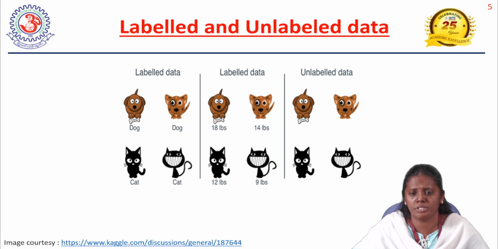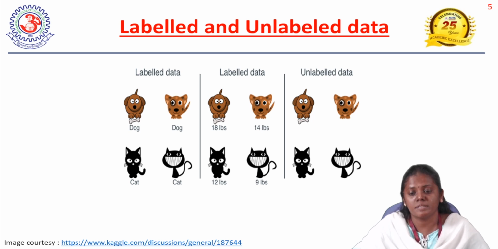Here is the picture that shows how labeled data and unlabeled data look. On the left hand side, you can see sample images of dogs. For example, we are going to train an ML model to classify between images of a dog and a cat, a conventional example. In the first column, we have two sample images of dog and two sample images of cat, and it is clearly mentioned that it is a dog and it is a cat.